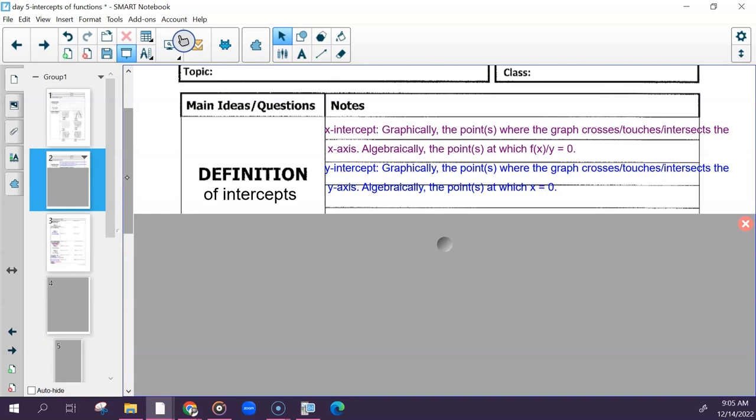Yes, Regina? So, the y-intercept is the same as the first two boxes? Yes. They're basically both the same except for the very last part. X-axis, y-axis, y equals 0, x equals 0. They're opposites for that part.